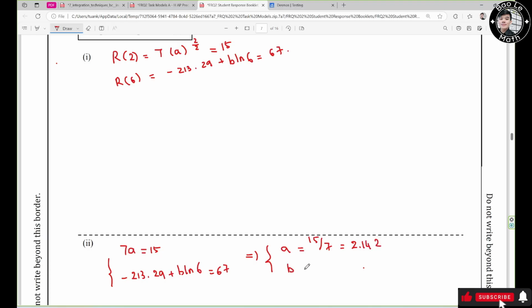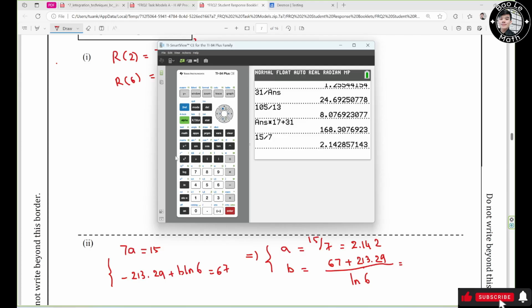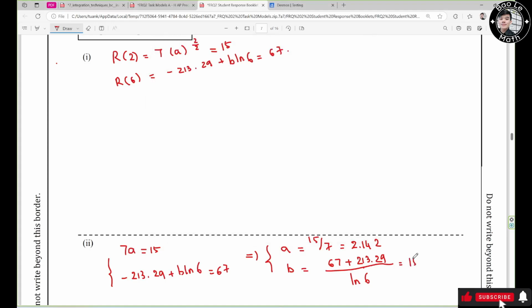Now B equals 67 plus 13.29, all together divided by natural log of 6. Hit enter. The answer is 156.432.